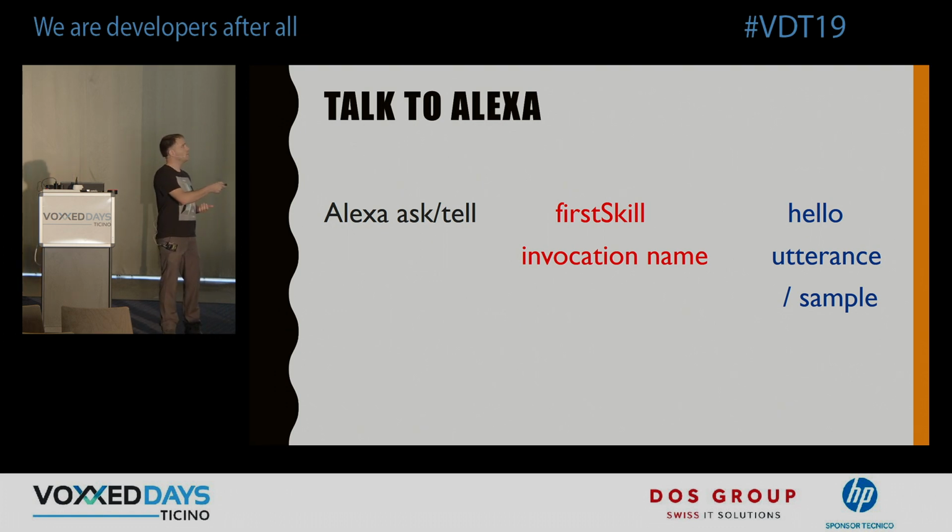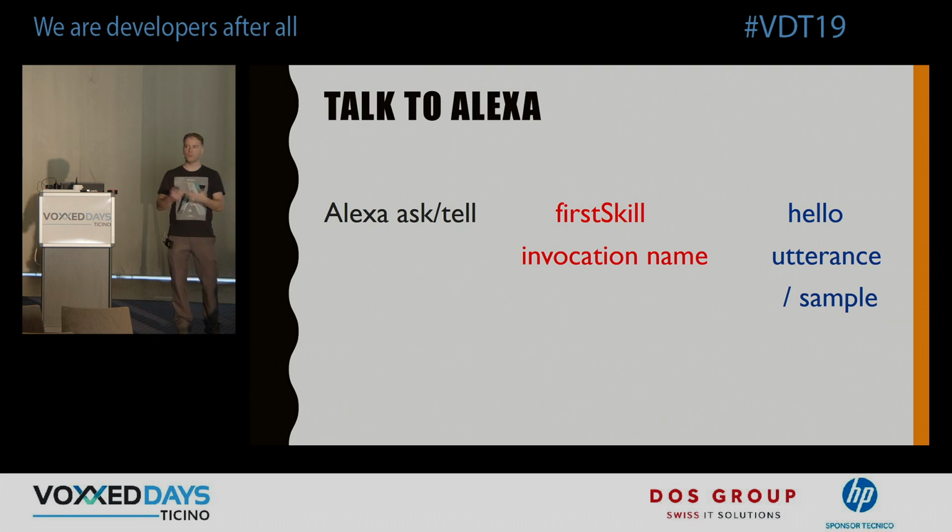Second thing that we say is the invocation name, which is basically the name of your skill. Here I call it first skill. I noticed this morning that they changed it. Nowadays you have to use 2 words for the invocation name, but it works the same. So basically this is to trigger Alexa to call your skill.